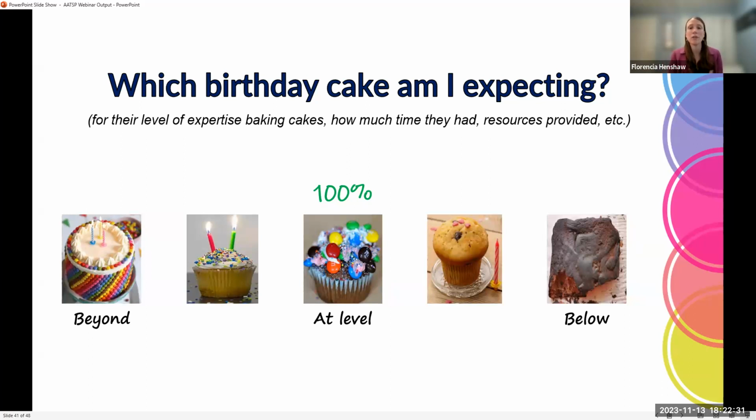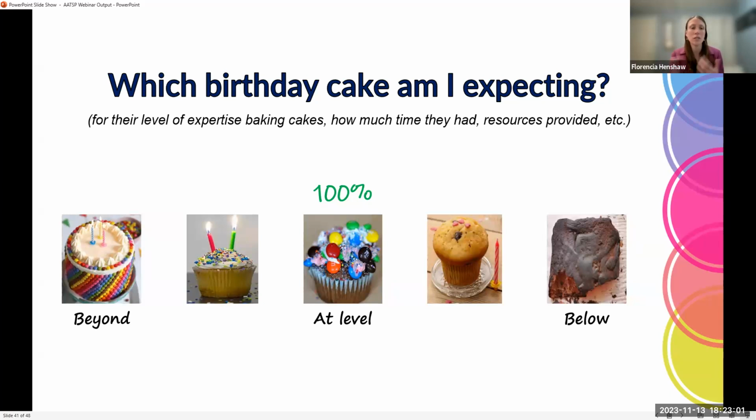But I think if we don't have these realistic expectations when it comes to their output, this is where the students get frustrated and then think, I'm not good at languages. I'm not good at baking cakes. You're just not there yet. Doesn't mean you're bad at baking cakes. This is exactly at level for your expertise, for how much time you had, for the resources provided, etc. Right? This is what I'm aiming for, and you accomplished it. And the students find that extremely rewarding.